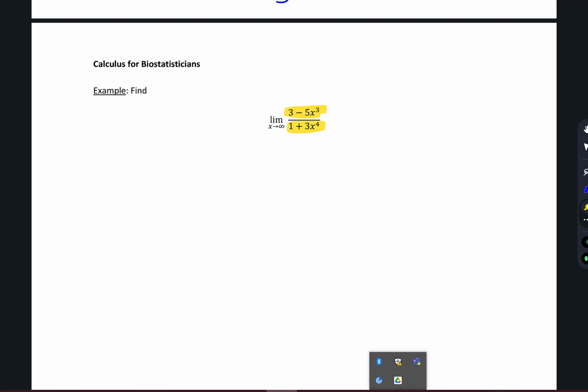Example 2 in your text for this chapter looks at 3 different examples. We're just going to look at one here, but I highly recommend going back and looking at all 3 of those examples compared to one another. What you're going to see is that when you're looking at a ratio of polynomials, the behavior of the limit is really going to be determined by where the leading term is. And what do I mean by that?